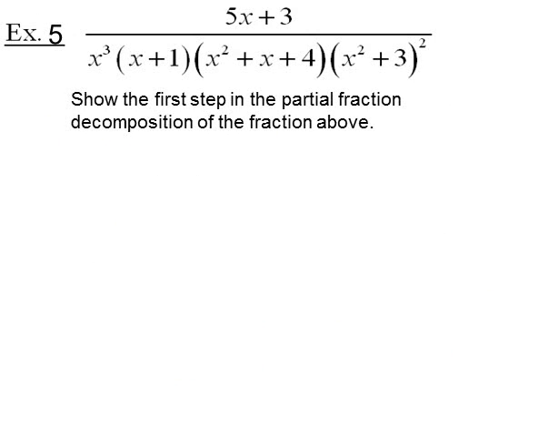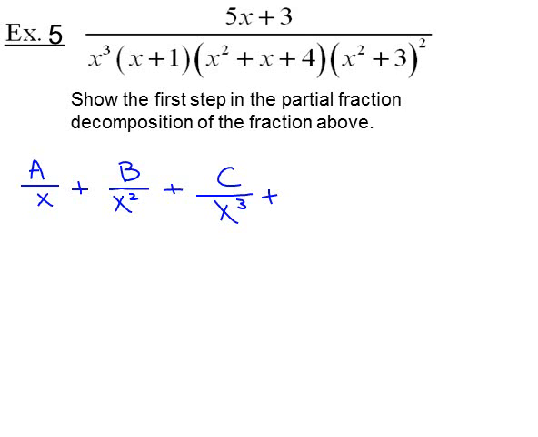In this example, I'll show you how to set up the partial fractions with several different types of factors. The x cubed is considered to be a repeated linear factor. So we'll need a fraction for each power from 1 to 3, and the numerators will all be constant.